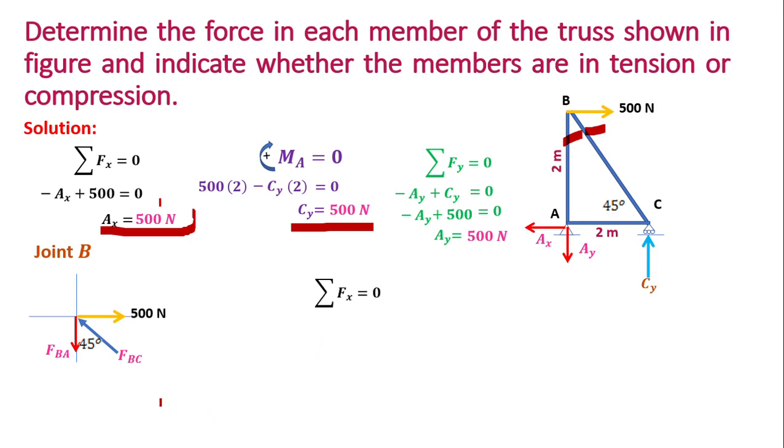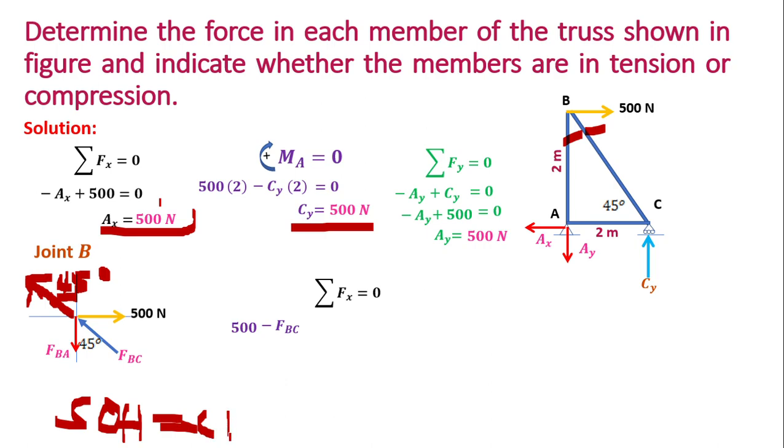So, summation of forces in X equals 0. 500 minus FBC, because here it is pointing this way, it's in the negative x-axis, right? Because you might think it's in the positive x-axis. No, it's like this, right? This is the 45 degrees, when it is up here. That's why we need the sine here. So, we have sine 45 degrees, because of the sine, equal to 0.